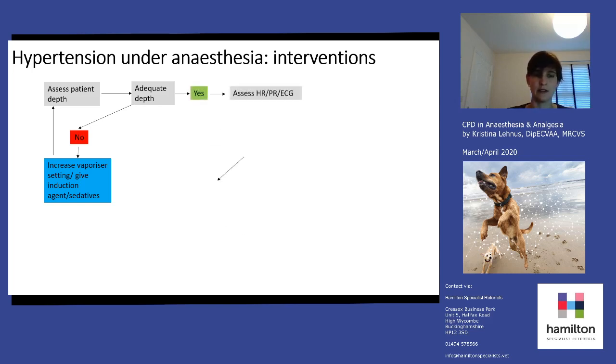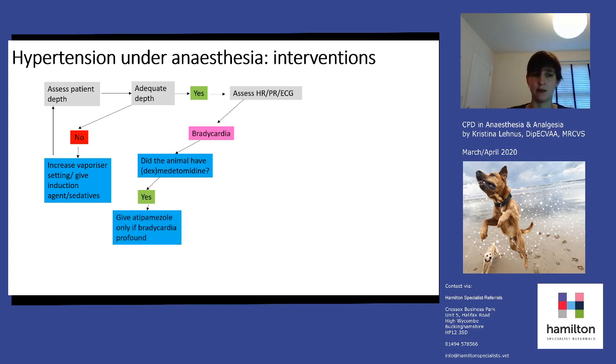If you've got adequate depth of anesthesia, you need to still assess your heart rate. And if you're bradycardic, you need to work out if the animal has got an iatrogenic reason, such as medetomidine, for being hypertensive. If the answer is yes, it had medetomidine, then you should consider giving atipamezole if it's really bradycardic. If it's not that bradycardic, and that really depends on the size of the animal as to what the cutoff is there, then I would potentially ride it out and monitor the patient. If it becomes hypotensive or if the pauses between QRS complexes are too long, then I would still give atipamezole.